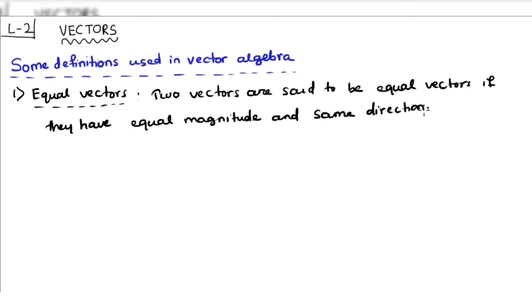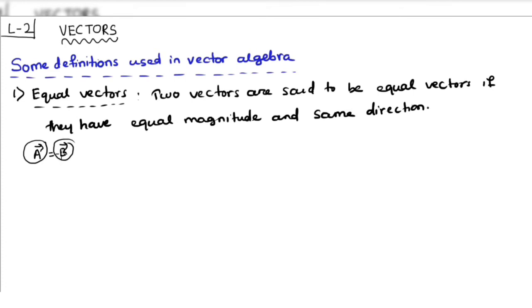We know that a vector quantity is specified by its magnitude as well as its direction. So when we say that two vectors are equal, it means the two vectors must have the same magnitude and they must be directed along the same direction. Suppose we have two vectors A and B. If I say that A vector is equal to B vector, it means the magnitude of A is equal to the magnitude of B and both have the same direction.